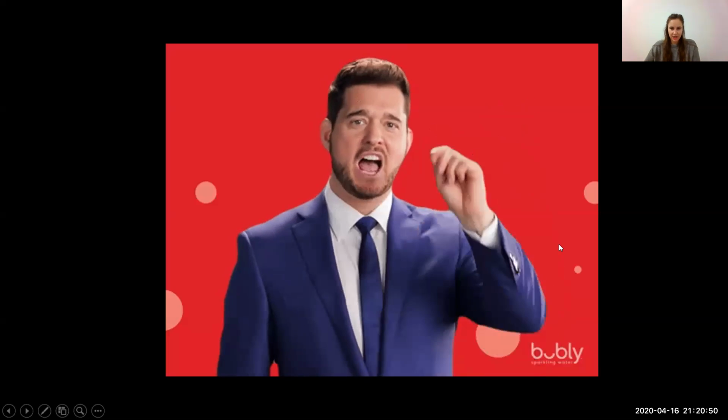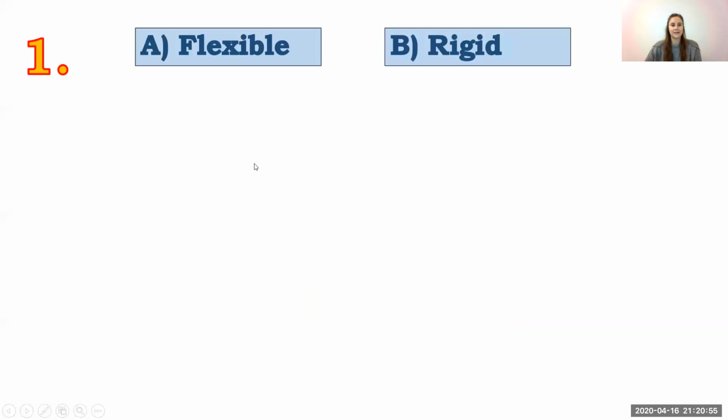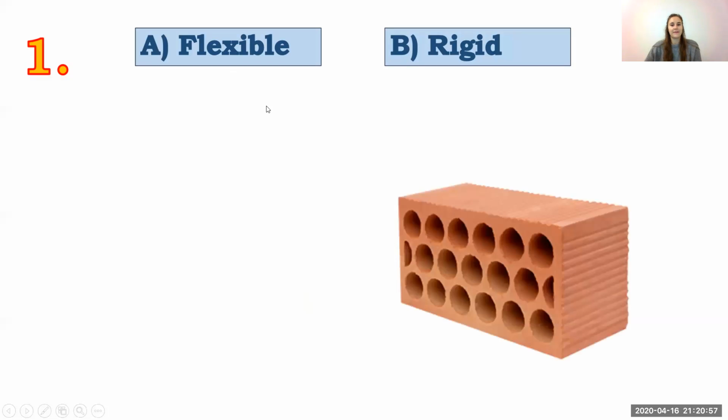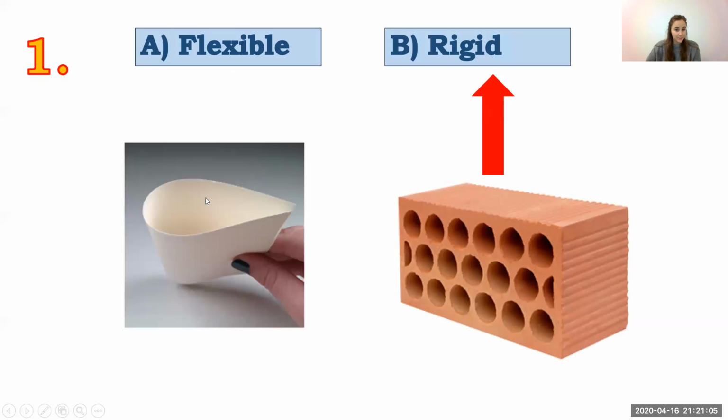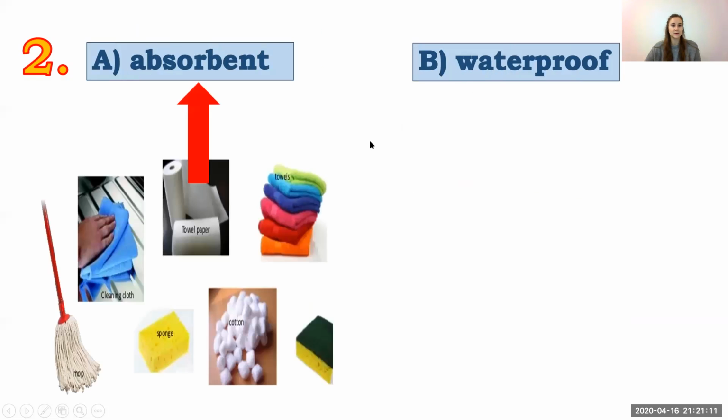Okay, so let's check our answers. Number 1, the brick was B, rigid. We cannot move the brick. It is very rigid. The paper is very flexible. We can bend it. Number 2, the answer was A, absorbent.